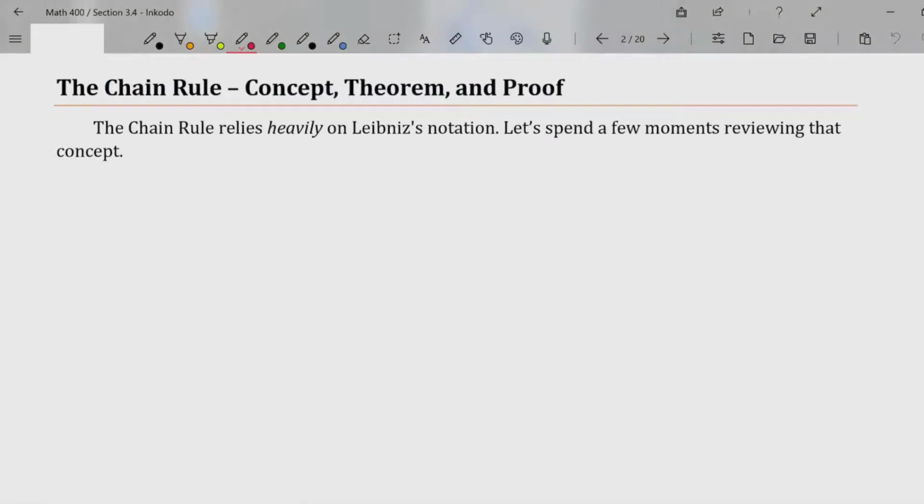Rather than jumping into the theorem itself, let's talk about a little prerequisite material before we get too far. It relies heavily on Leibniz notation, so let's review that really quickly. Leibniz notation is this notation right here, d dx. What does that mean? It means the derivative with respect to x. This is an operator, a linear operator actually.